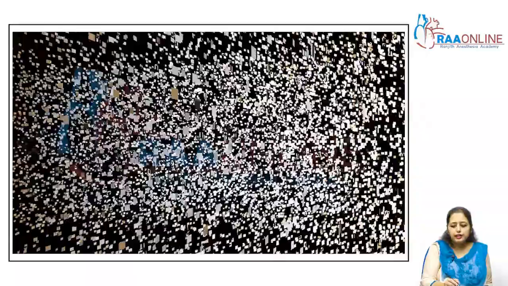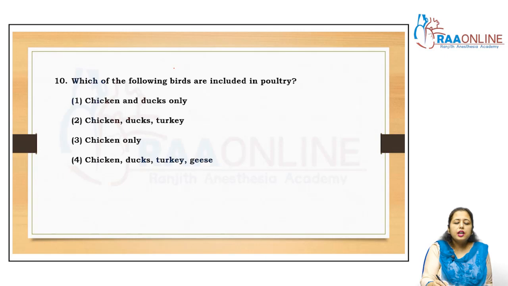Which one of the following birds are included in poultry? Chicken, ducks only? No. Chicken only? No. Chicken, ducks, turkey, geese, exactly. So all these birds are included in the poultry farm. Now come to the next.